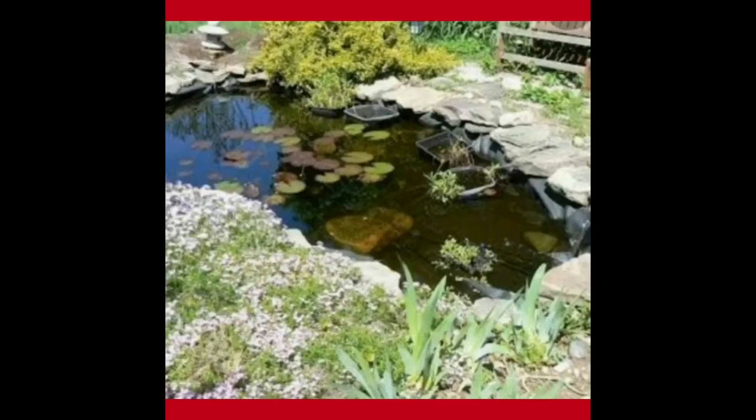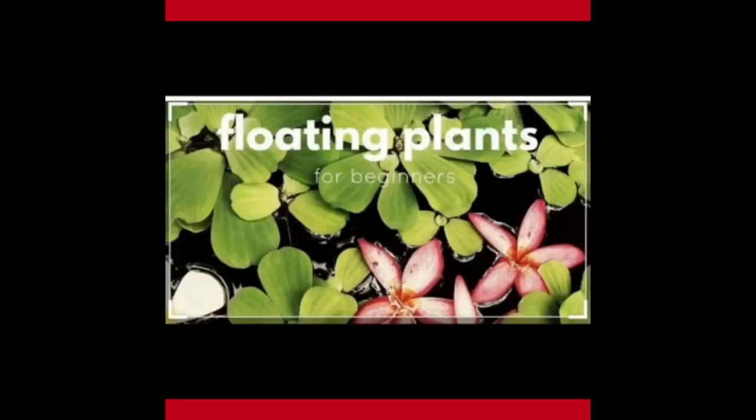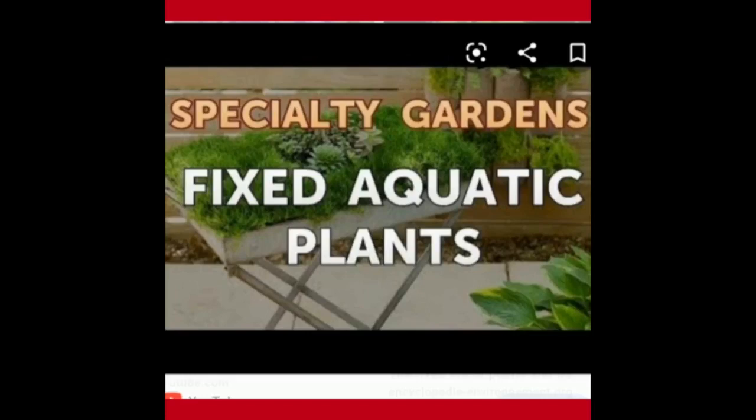Plants that grow in water are called aquatic plants. Once again, I'll repeat. Plants that grow in water are called aquatic plants. Can anyone give an example? Yes, lotus and lily. Very good, children. In this, aquatic plants are of three types. 1. Floating plants. 2. Fixed plants. 3. Submerged or underwater plants.